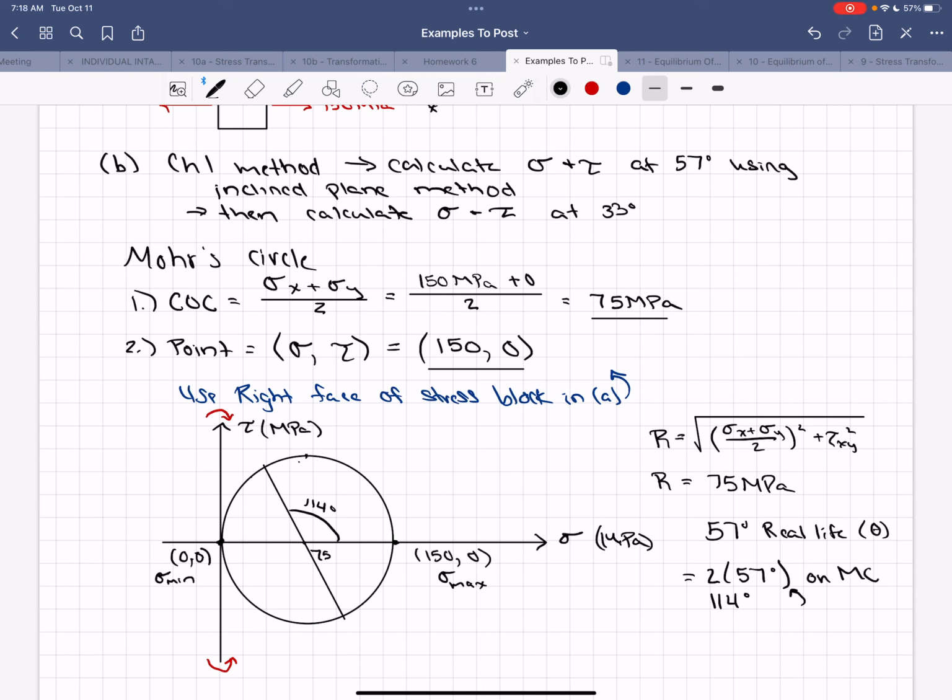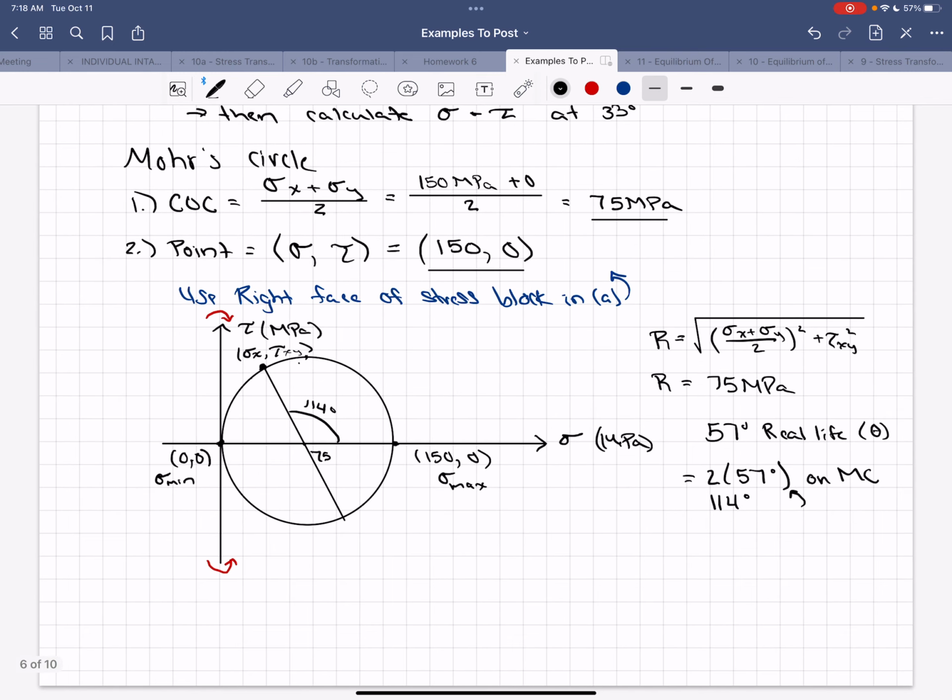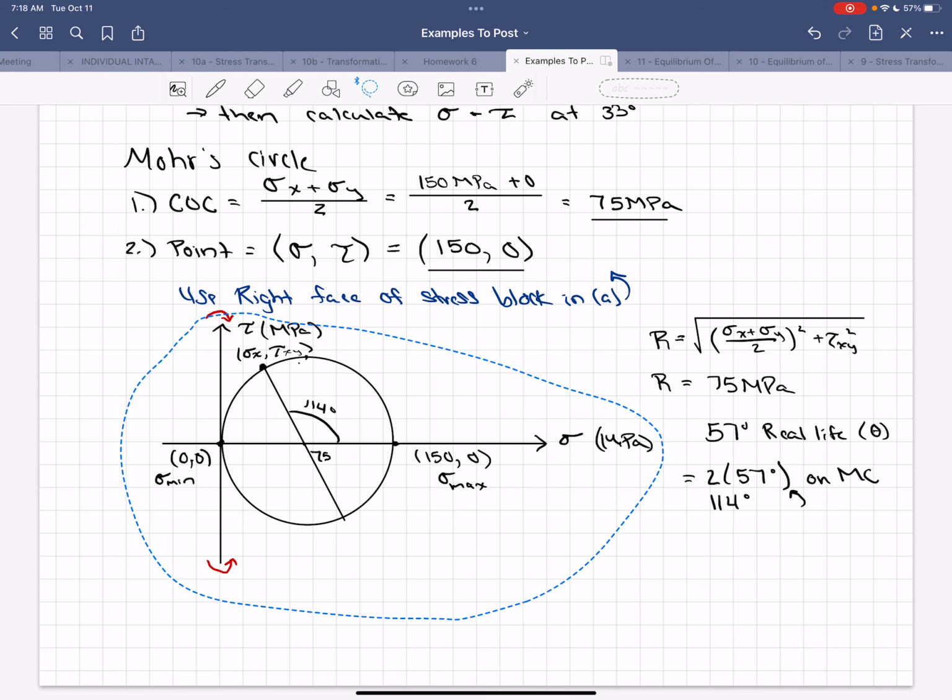So now all we have to do is to calculate this point, sigma x and tau xy. Okay, and I'm at the end of my page. So let's bring our Mohr's circle, oh, I forgot the label. We'll bring this to the next page.